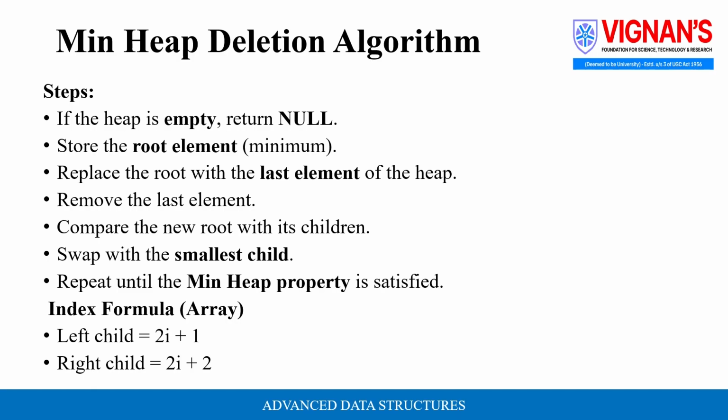For array representation, the index formulas are used as follows. The left child index is calculated as 2I plus 1. The right child index is calculated as 2I plus 2. After completing these steps, the minimum element is removed and the min-heap property is restored.